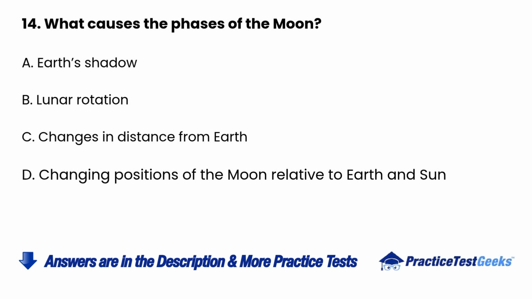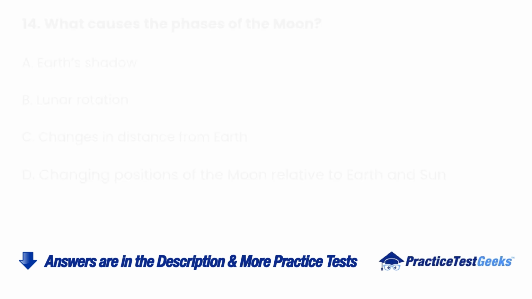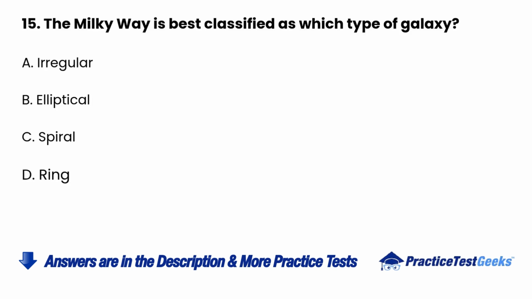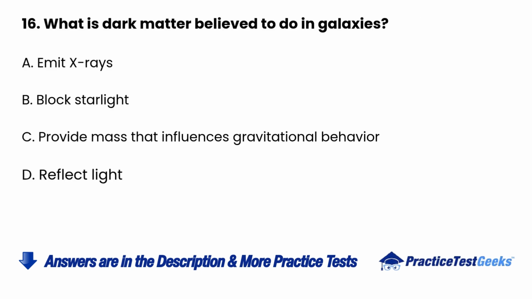What causes the phases of the Moon? A. Earth's shadow. B. Lunar rotation. C. Changes in distance from Earth. D. Changing positions of the Moon relative to Earth and Sun. 15. The Milky Way is best classified as which type of galaxy? A. Irregular. B. Elliptical. C. Spiral. D. Ring. 16.